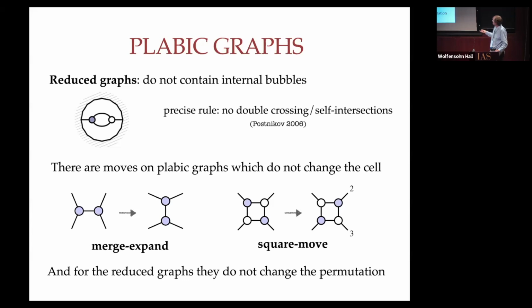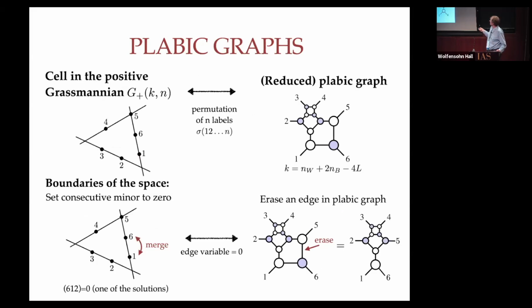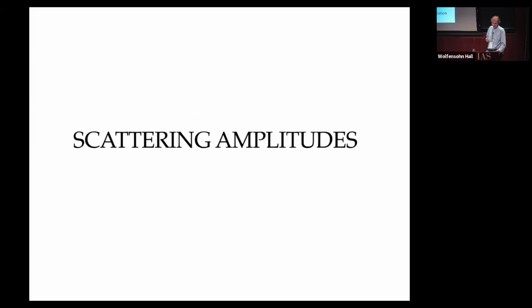And these identity moves include merge and expand. Once you have a sequence of vertices of one color, like here, you can merge them and expand in the opposite channel. And there are also more intricate square moves. So once anywhere in the diagram you have this box with this coloring, you can always flip the coloring to the other one, black and white. So this is a black vertex, despite it looking blue here. You can flip the color of the vertices. And these moves also don't change the permutation associated with the graph, and they don't change the cell in the Grassmannian.